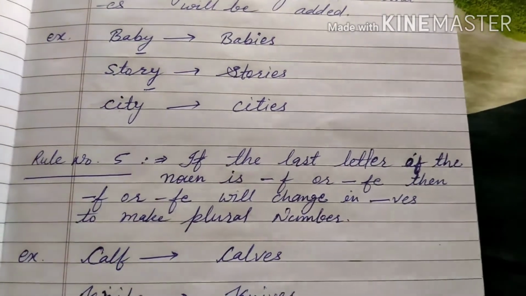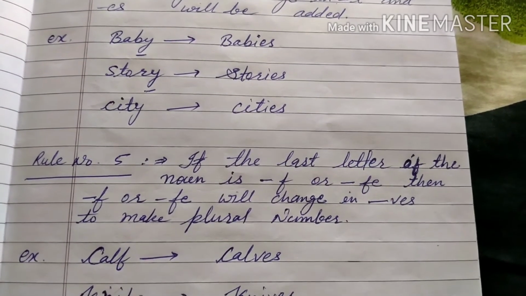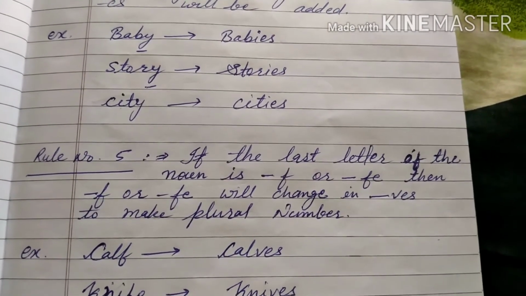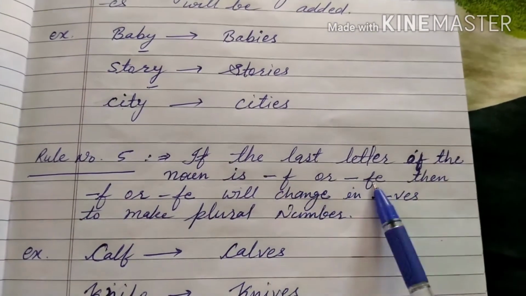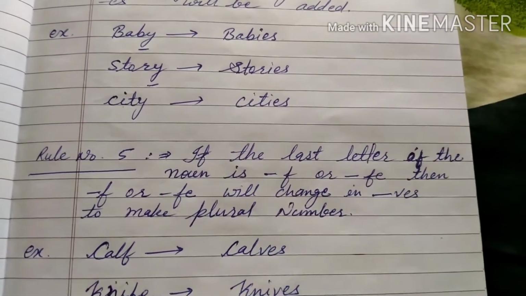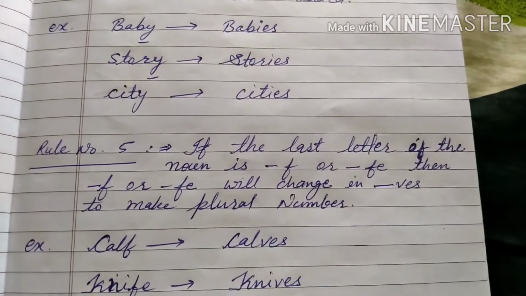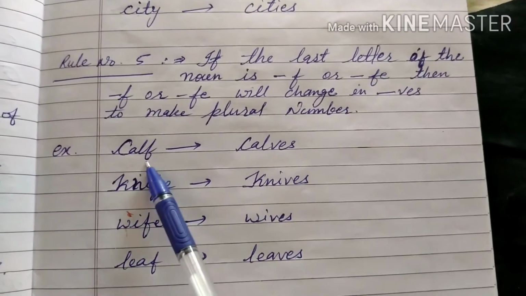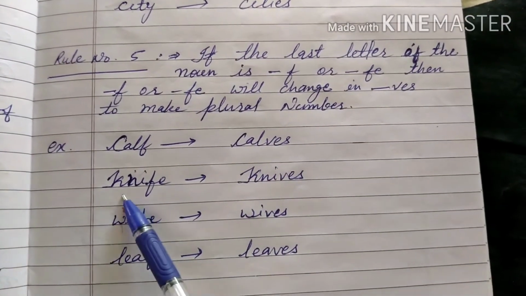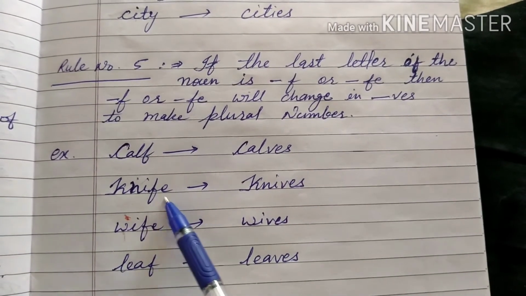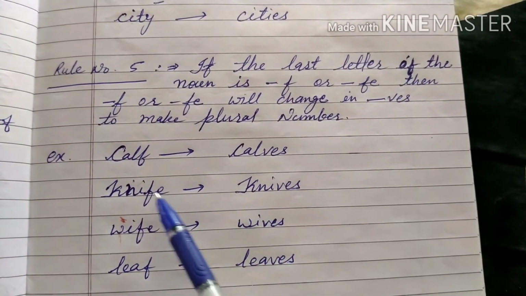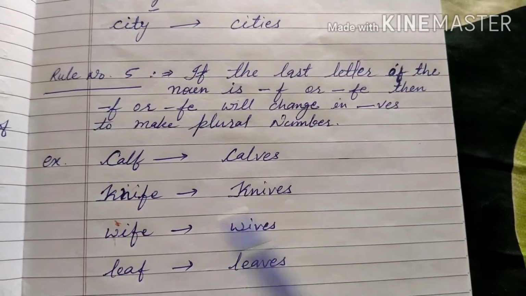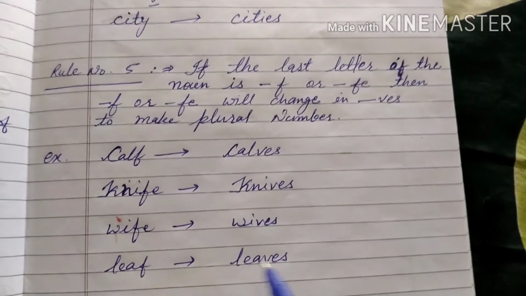Calf, calves. Knife, knives. Wife, wives. Leaf, leaves. So if the last letter is F or FE, then F or FE will change to VES. Like this: calf, calves. Knife, knives. F or FE is given here, and F or FE will change to VES. Knife, knives. Wife, wives. Leaf, leaves.